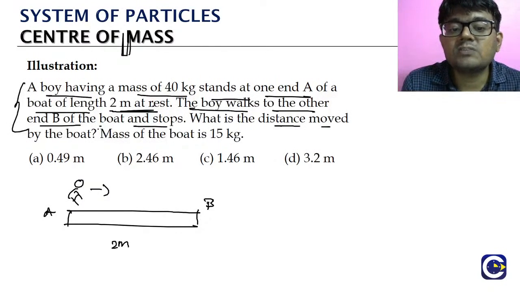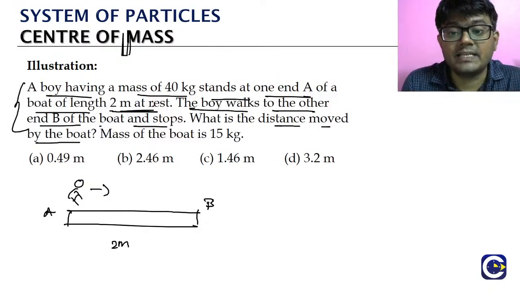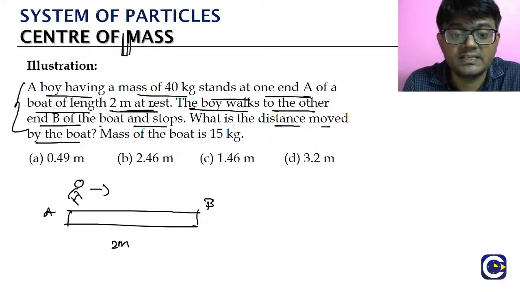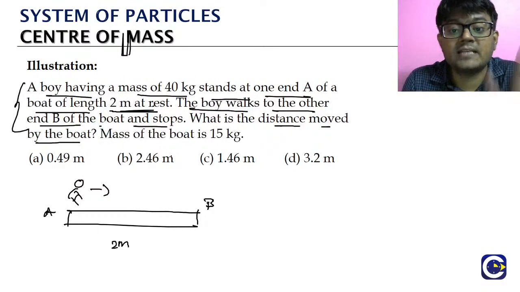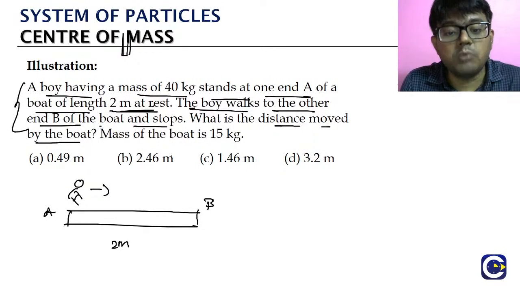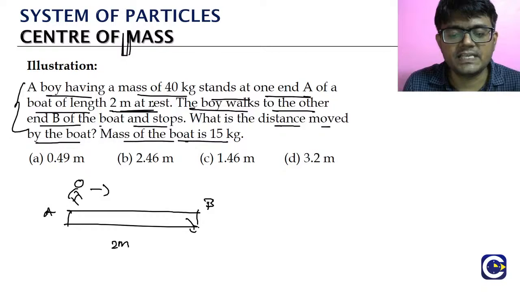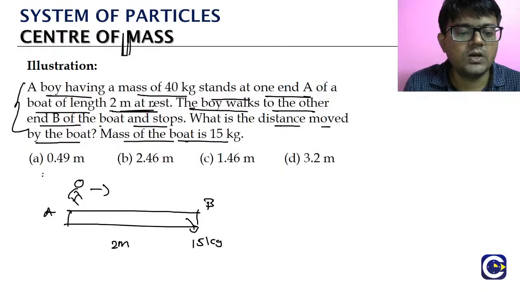What is the distance moved by the boat? They are not asking what is the shift of the center of mass. They are asking the distance moved by the boat. They are giving us the mass of the boat. The mass of the boat is 15 kg. What is the mass of the boy? 40 kg. Okay.